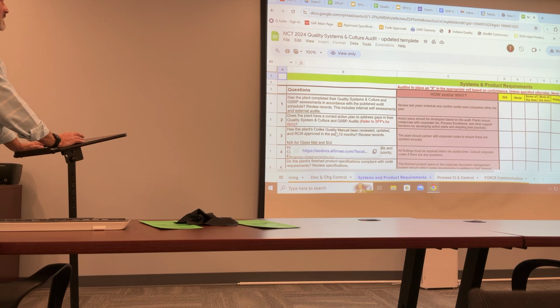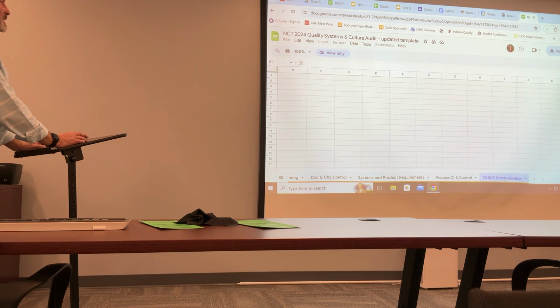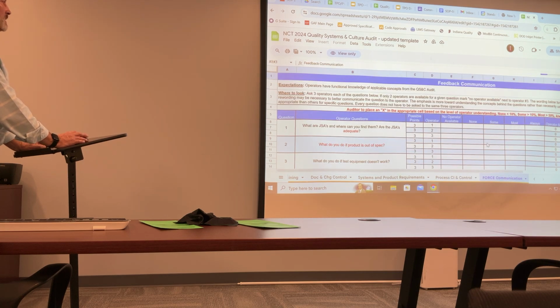Talks about, have you got action plans to address any shortcomings you had from your last audit? You got finished product specs compliant with code requirements. I don't take it off there because we cannot make a spec that doesn't have code requirements on it. Continuous improvement stuff. And then here's the last section that we actually, the operators themselves, get involved with.